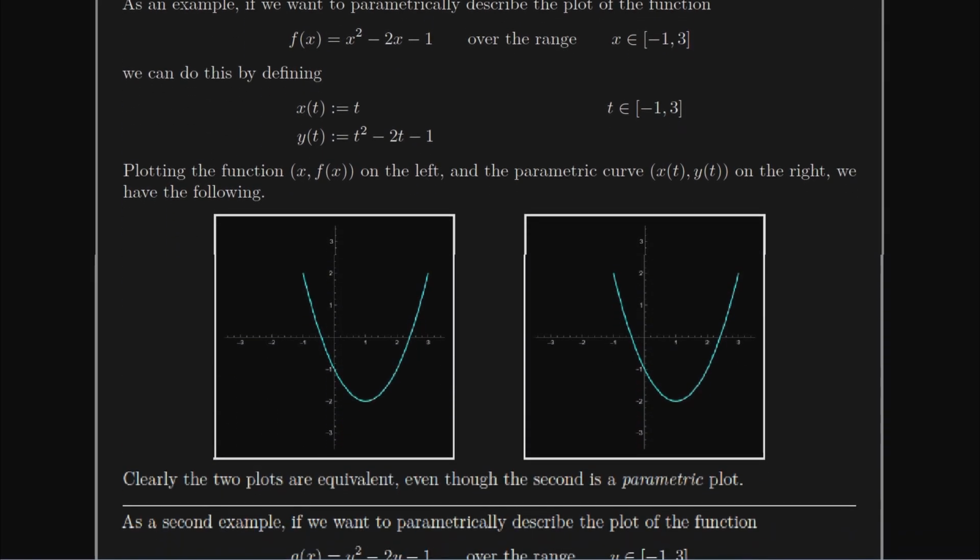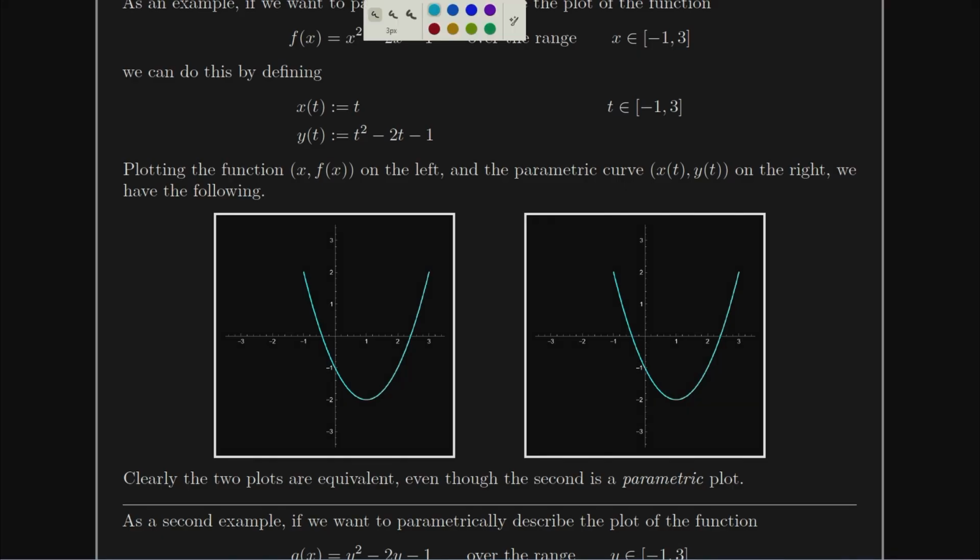You can see if I compare plotting like we used to, this is x comma f of x as the plot that we're used to. This is actually x of t comma y of t. So this is parametric plotting on the right, but you actually end up with the exact same image.